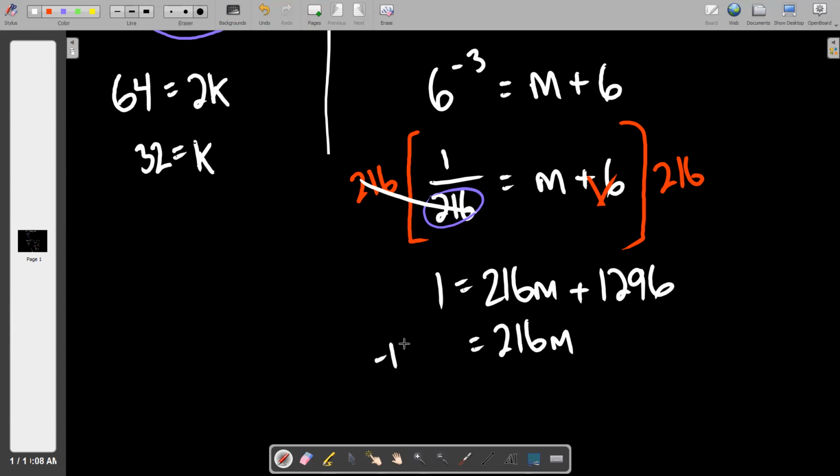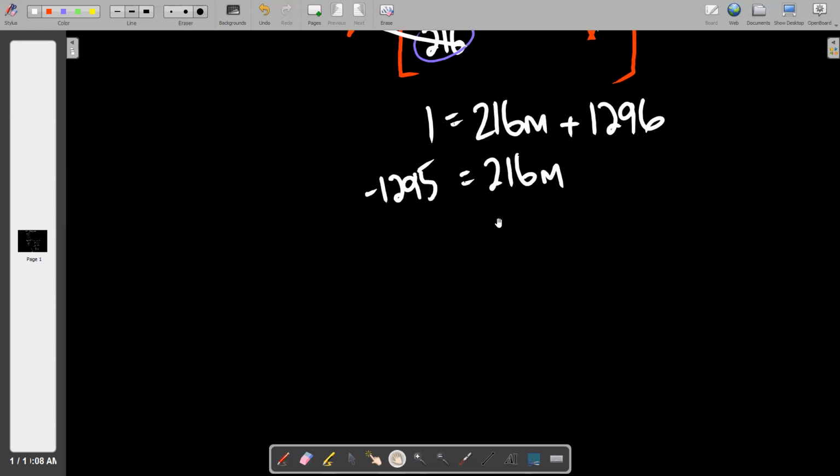If that last thing that I did causes you no stress, then this probably isn't the right method for you. Just roll up your sleeves and deal with the denominators. But if you like this method better, you're still going to wind up with negative 1295 over 216, right? So you pick. But either way, that's what that one comes out to be. That was a little rougher.